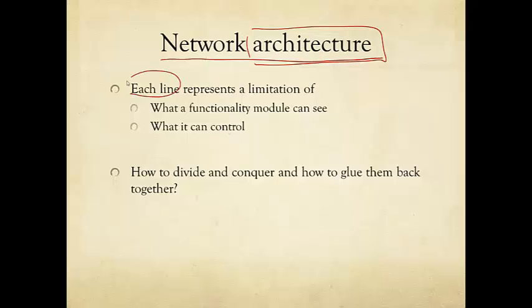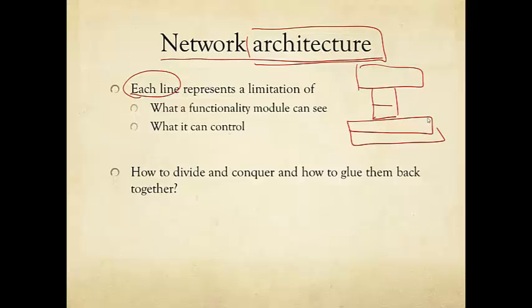And now we see that each line in this thin waist protocol stack picture represents a limitation. A limitation of what? Of what a functionality module can see, what you can observe directly, and what it can control. What are the degrees of freedom under your control? In the advanced material part of next lecture, we'll come back to talk a little bit more about viewpoints on how to design divide and conquer and how to design gluing back them together.